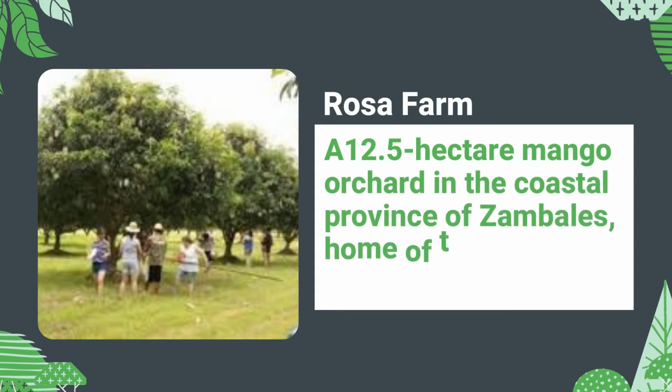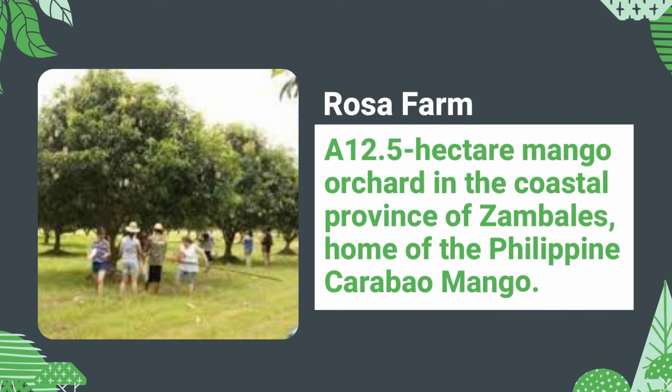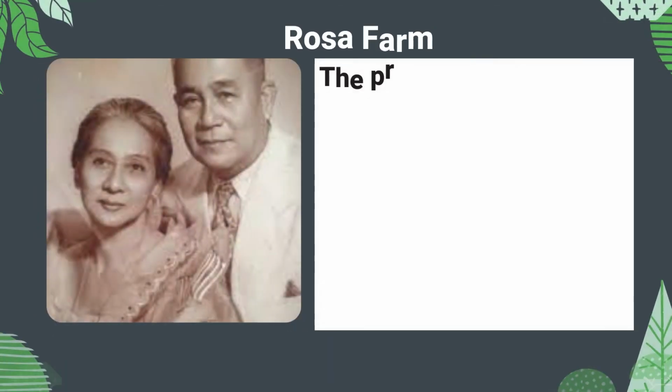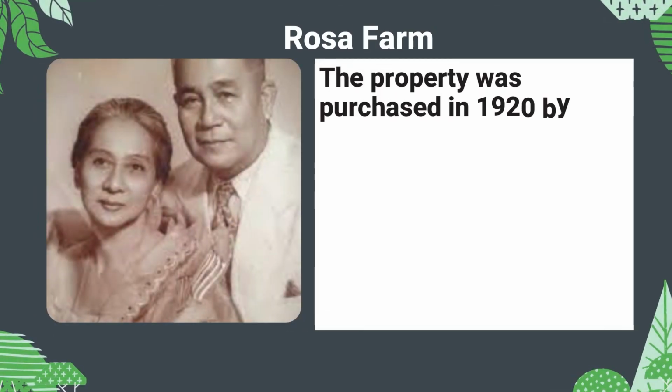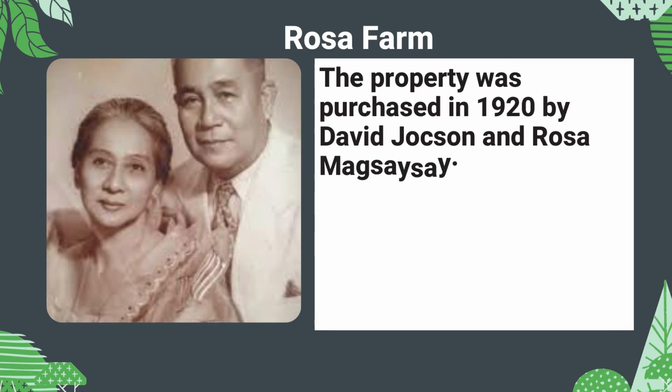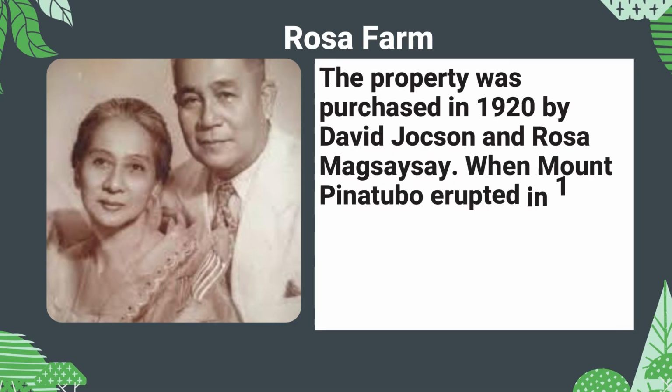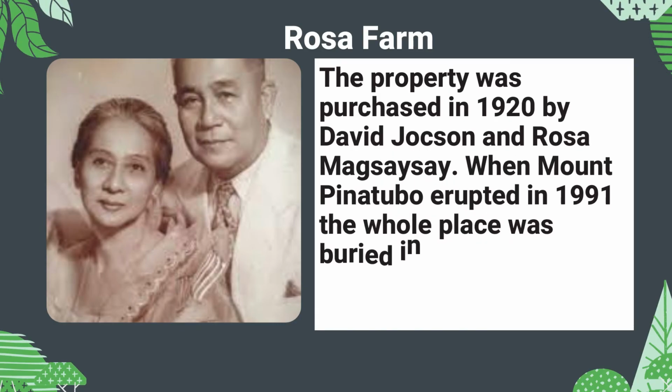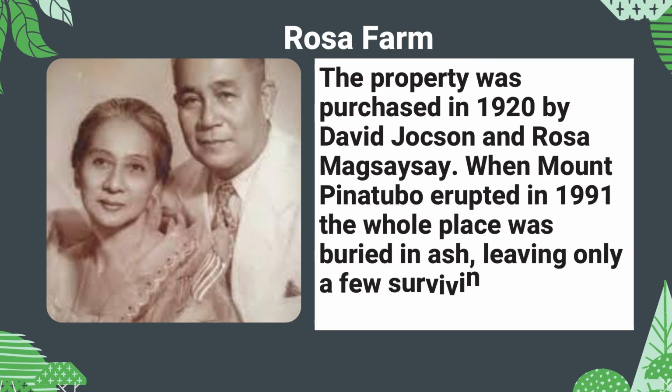The first on the list is Rosa Farm, a 12.5 hectare mango orchard in the coastal province of Zambales, home of the Philippine Carabao mango. The property, a short history. The property was purchased in the 1920s by David Jackson and Rosa Magsaysay.